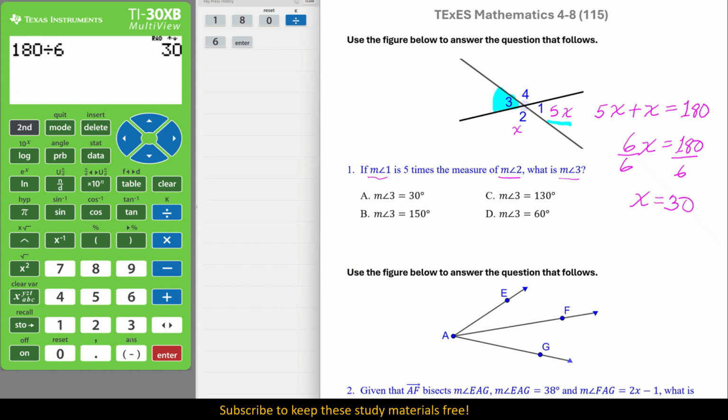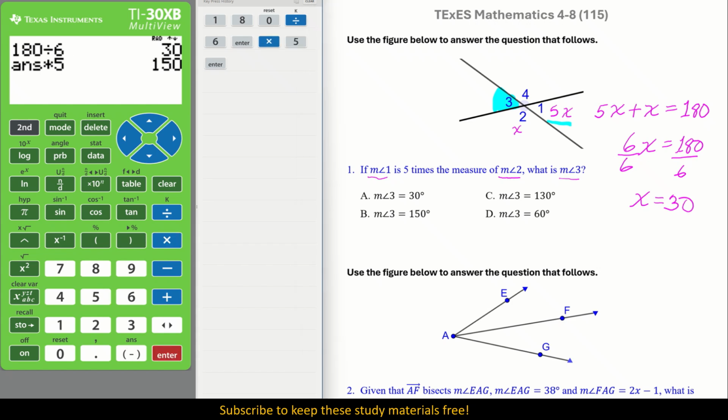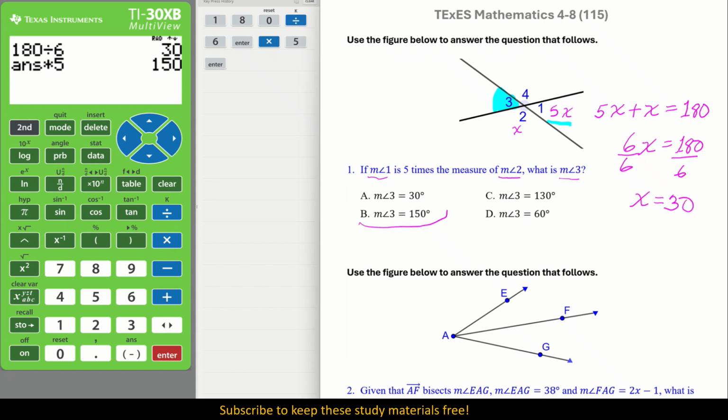In all honesty, I probably wouldn't even write down as much as I have here. This is just to help you get started. As we move along, you'll see that I use the calculator a bit more. Now, if I take 30 times the 5, because remember, we need 5x, so times 5, what do we have? 150, and this will give us angle B.